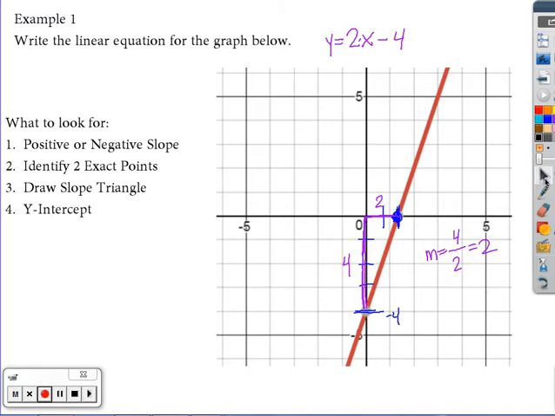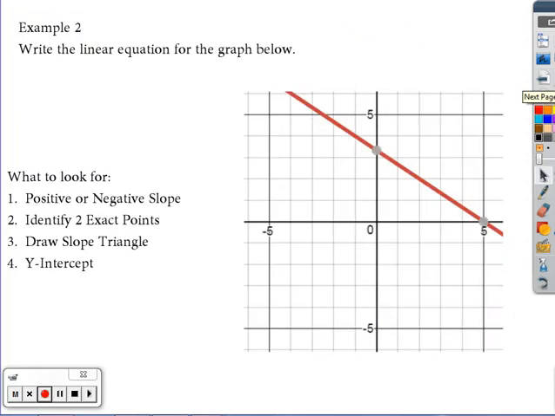What happens if you don't know all those things? So in this example, you'll see here the y-intercept. We can see it. It's visible, but it is not an exact point. It is somewhere between 1, 2, 3, and 4. So we're not going to use that to write this equation. Not a good idea. So we're going to use points that we know.